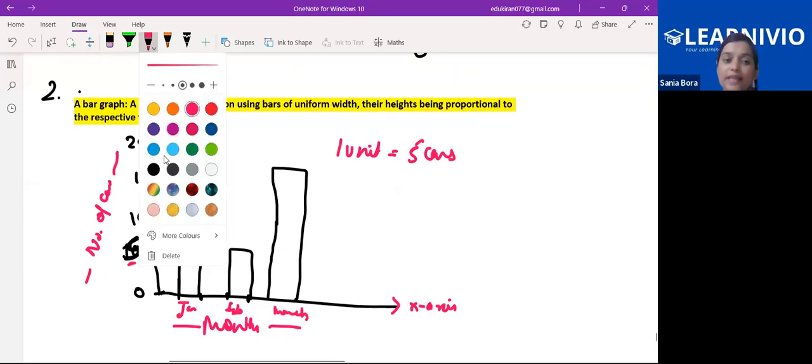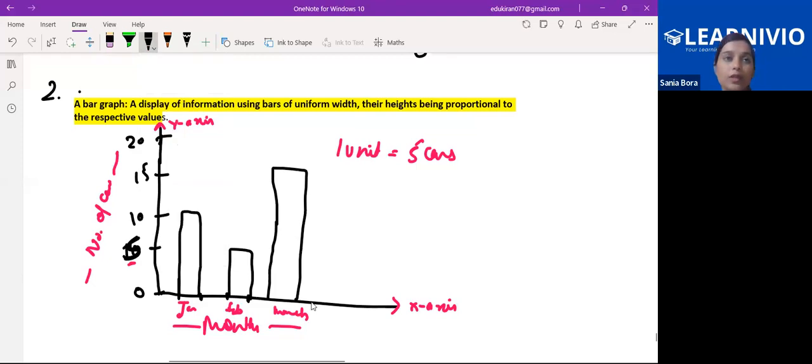Now let's just take an example. For the month of April, it is 12. Okay, so where would you locate it? The 12th one I'm talking about. For the month of April, it's 12, between 10 and 15.